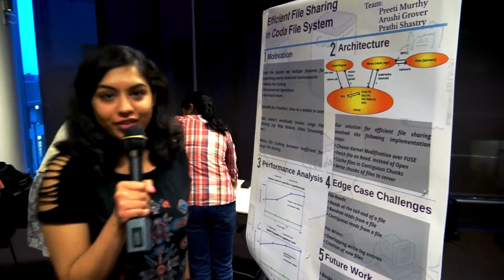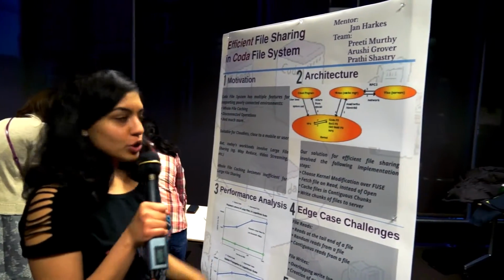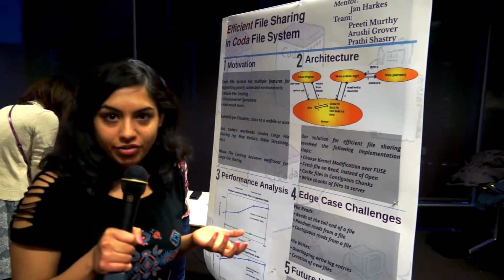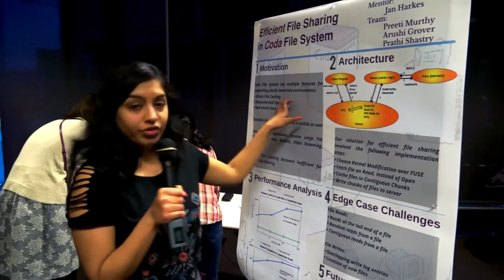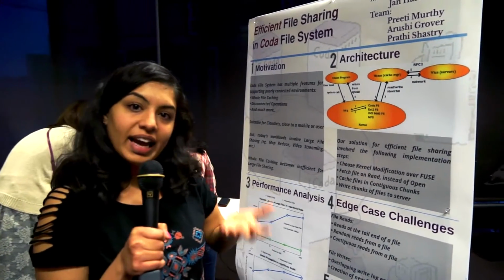We worked on the Coda file system, that is, efficient file sharing on the Coda file system. Coda file system originally was an improvement over AFS. The main feature of Coda file system is basically whole file caching, which means the whole file was brought from the server to the client and cached.